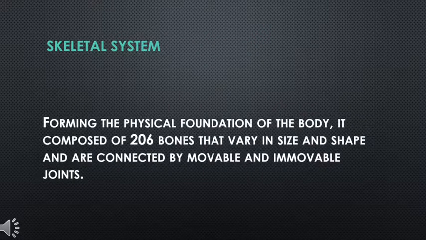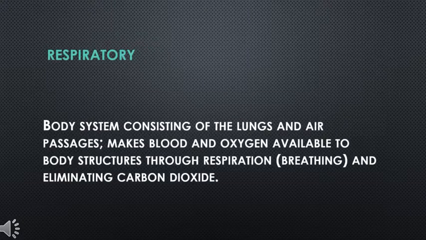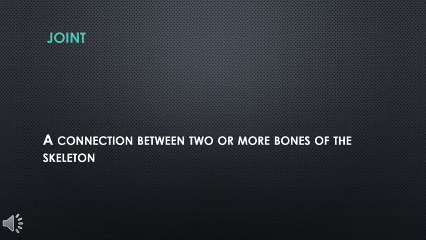Skeletal system. Forming the physical foundation of the body, it is composed of 206 bones that vary in size and shape and are connected by movable and immovable joints. Respiratory. Body system consisting of the lungs and air passages, makes blood and oxygen available to body structures through respiration, breathing, and eliminating carbon dioxide. Joint. A connection between two or more bones of the skeleton.